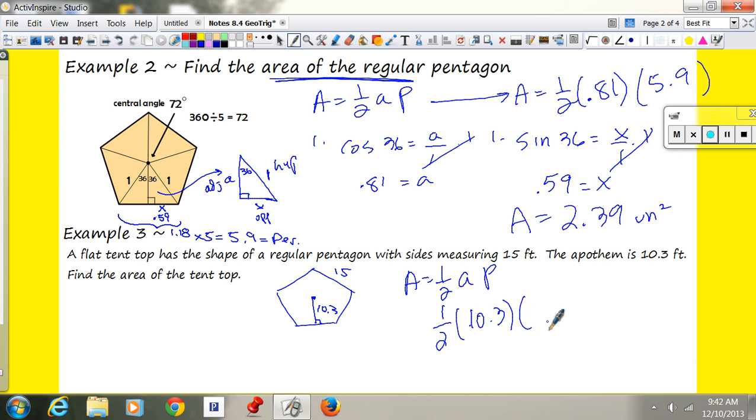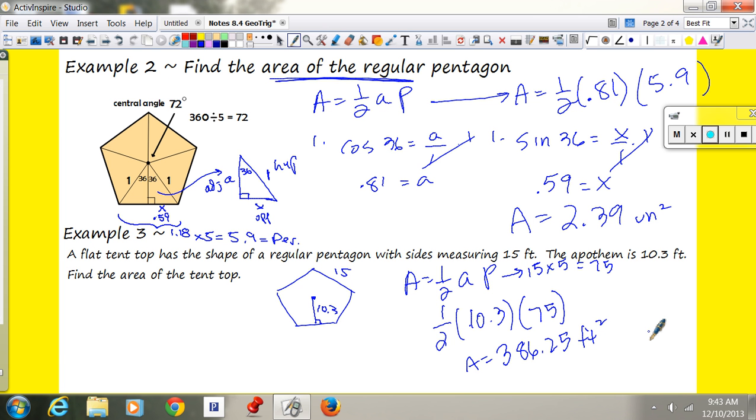And the perimeter would be 15 times 5 sides, which is 75. So to get the perimeter, you just multiply 15 times 5. There's 5 sides of 15 each. So you're going to do 1/2 times 10.3 times 75. You get your area would be 386.25. And that's square feet.